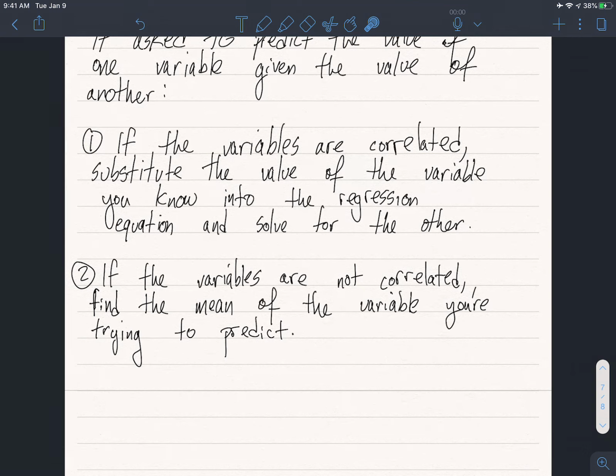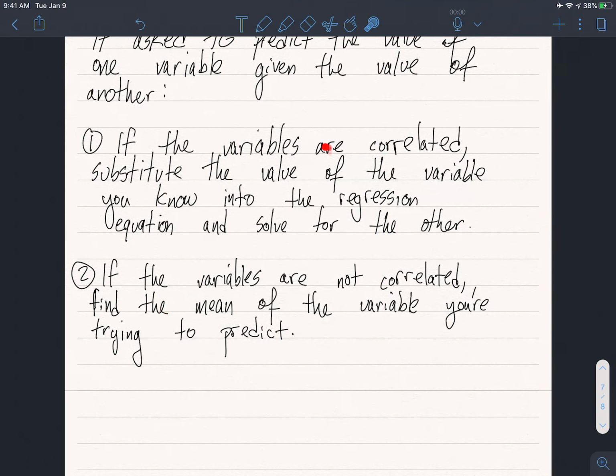You don't use the fact that my shoes are a size 11, right? You just guess. Well, what does the average student do in his class? And that's my best prediction on what I'll do. So if the two variables are not correlated and you're asked to predict the value, just find the mean.